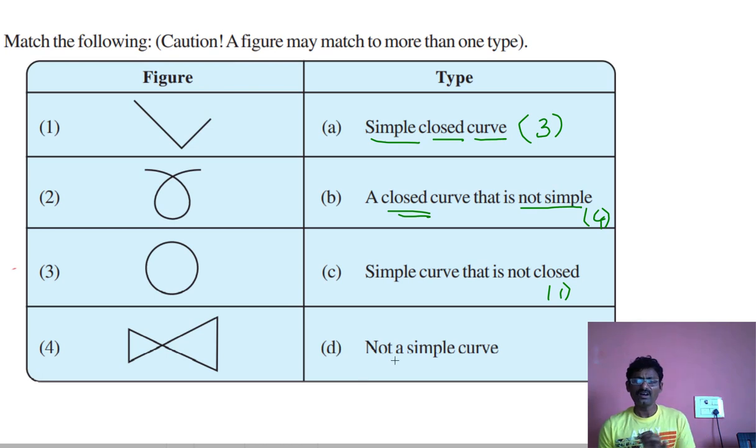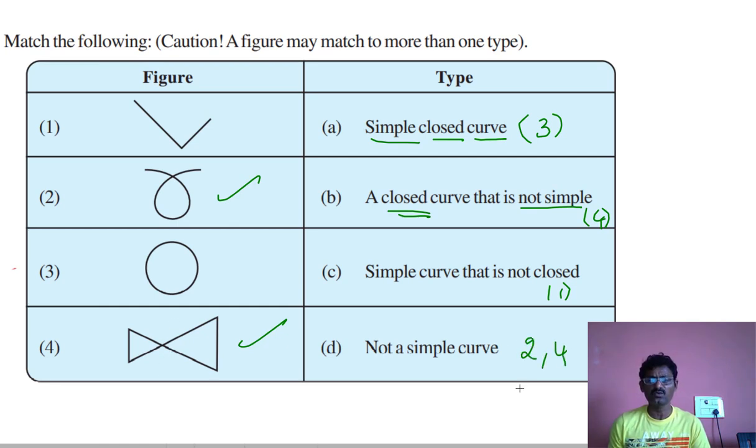Now next, not a simple curve. That is not simple. That means one line is crossing the other. Here we have those type of diagrams. Second one and fourth one you see. In the second one line is crossing the other, so it is not simple. In the fourth one also, one line is crossing the other, so it is not simple. So for this one, 2 and 4 both are the answers.